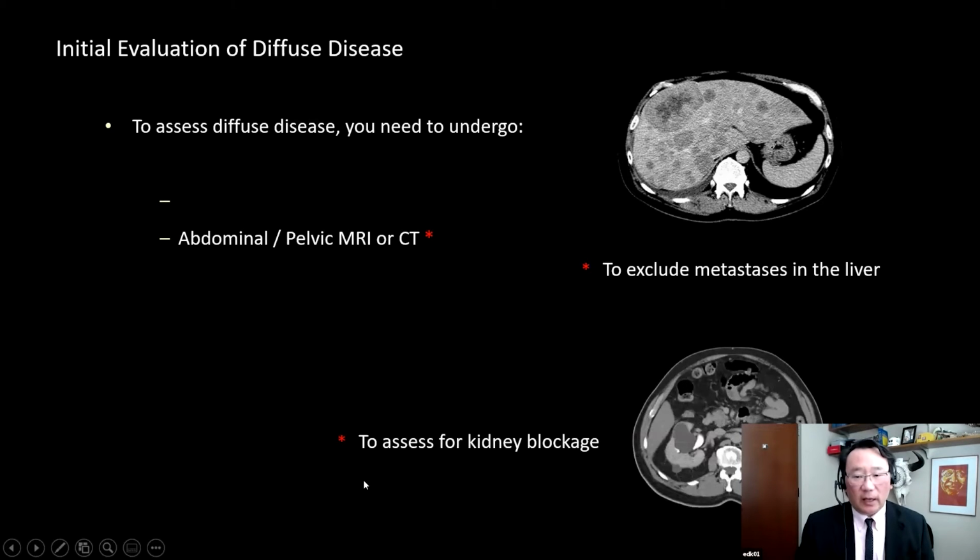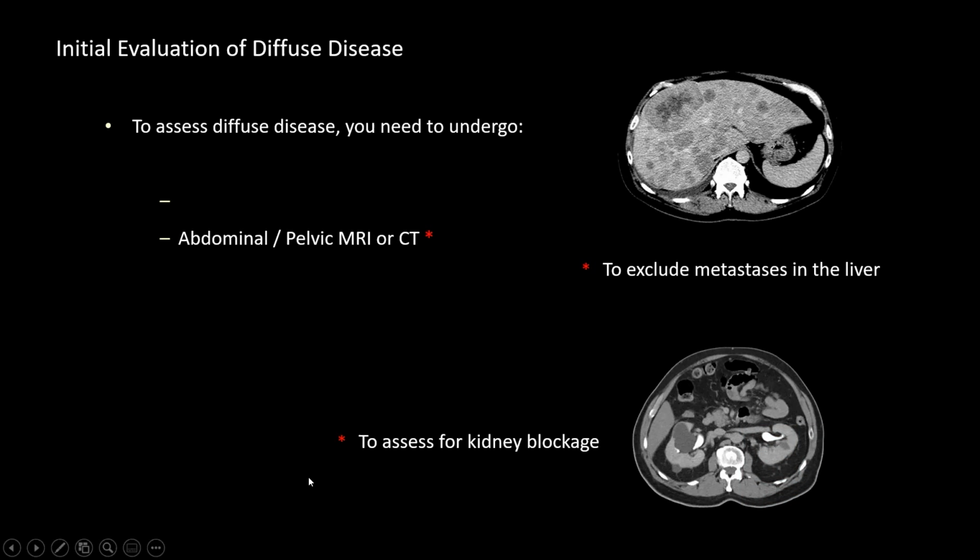Another thing that I think has to be assessed at the very beginning is the kidneys. It surprises me how many patients come to me who are receiving advanced treatment of prostate cancer and their kidneys are blocked. And this is a tragic situation because you need your kidneys to be able to fight the battle against prostate cancer as you move forward. So you want to ensure that the kidneys are draining and functioning adequately so that you can go on and be treated for your prostate cancer. So you need to get abdominal pelvic MRI or CT to assess for these things at the beginning.